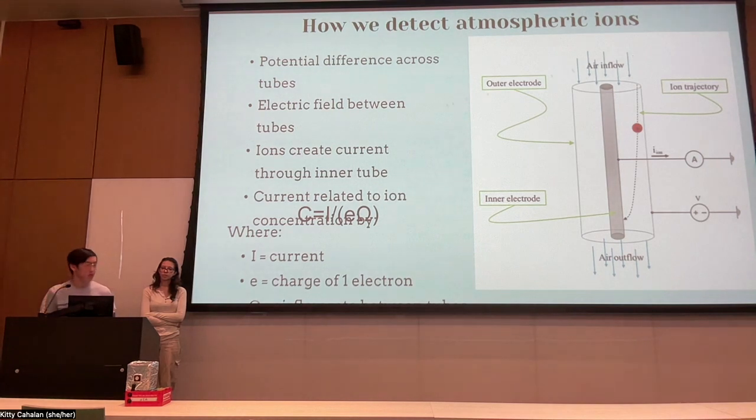We can derive the atmospheric ion concentration from the magnitude of this current. The equation is actually impossible to see, but the concentration is equal to the current divided by the charge of one electron multiplied by the airflow rate through the tubes. It's important to keep the airflow rate between the tubes constant so that we don't get fluctuations in readings further on. So to keep the airflow rate constant, we use electrically powered fans.